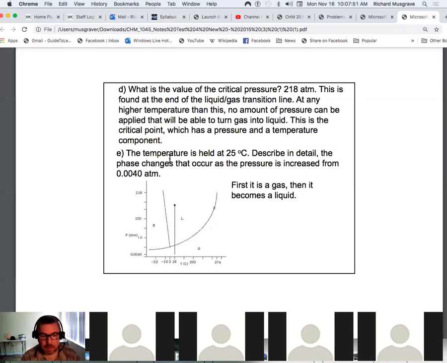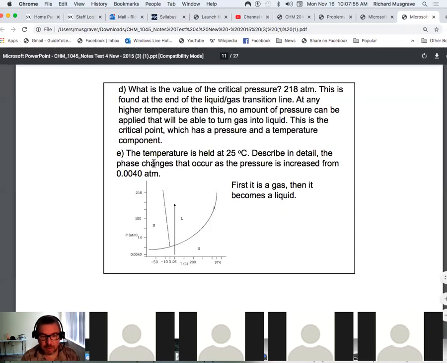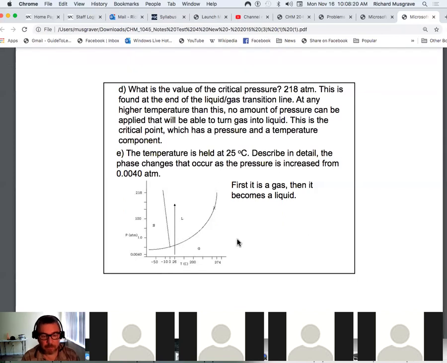Okay, the last part. The temperature is held at 25 degrees Celsius. Describe in detail the phase changes that occur as the pressure is increased from 0.0040 atmospheres. So what I do is I look for 25 degrees Celsius on the x-axis. The temperature is going to be held at that, and then it's increased. So it'll be 0.0040, and then it goes up from there. And you can see it starts out as a gas and turns into a liquid. That's all I'm expecting you to be able to see from that.